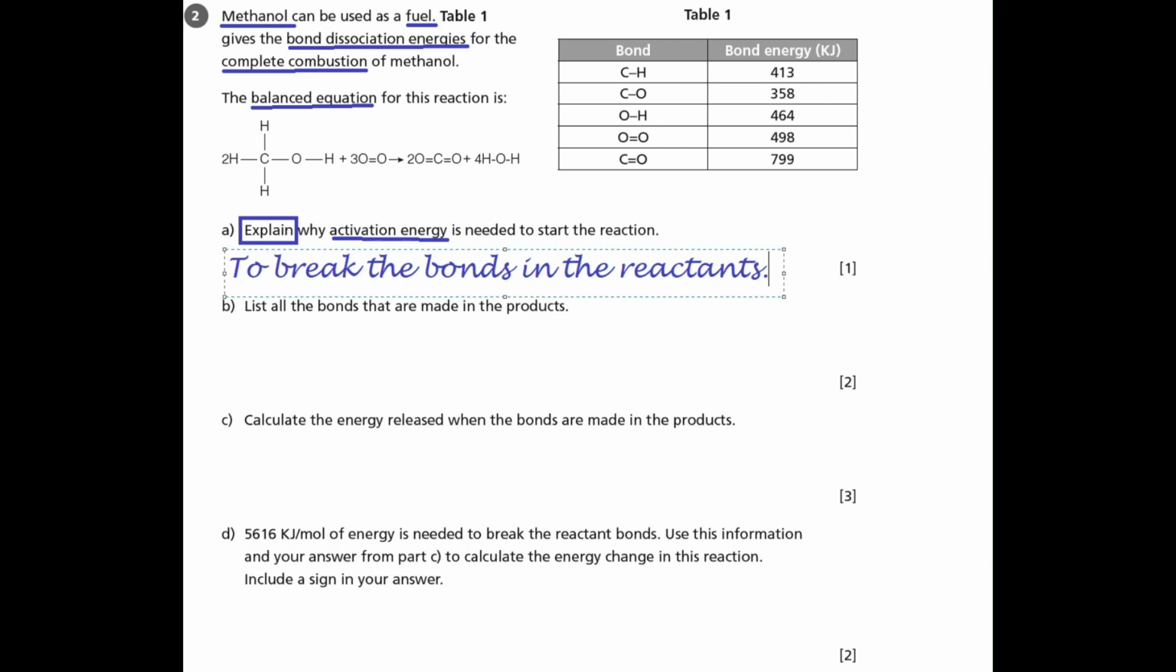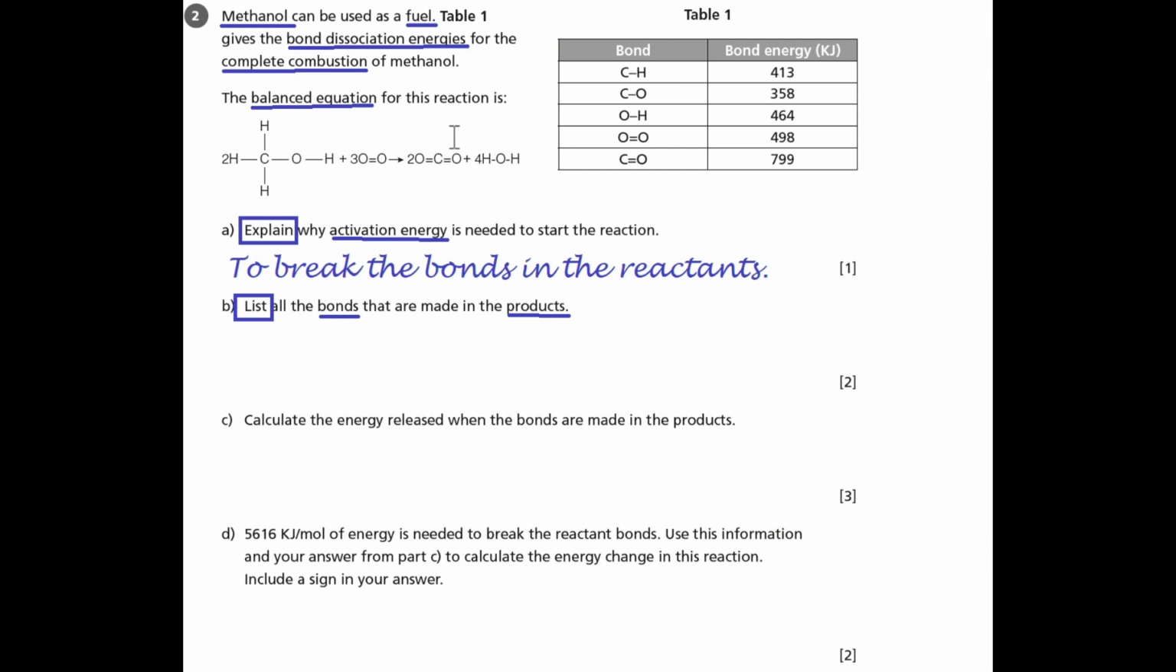So, part B, list all the bonds that are made in the products. So, what's the command word? The command word is list. And we've got to list all the bonds, these are covalent bonds of course because they're all molecules, that are made in the products. So let's have a little look.